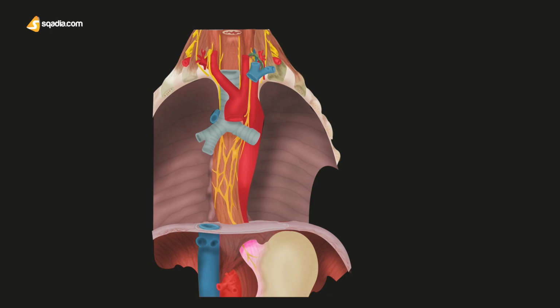So here we have a slide where we can see all of these structures. We can see the trachea, we can see the esophagus, and we can see the aorta, other blood vessels, and some nervous structures. But here we are primarily concerned with the esophagus. So this here.